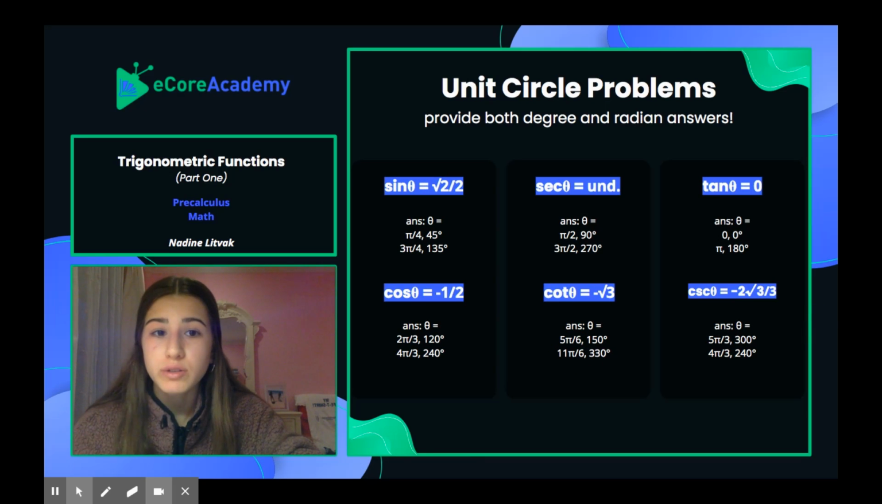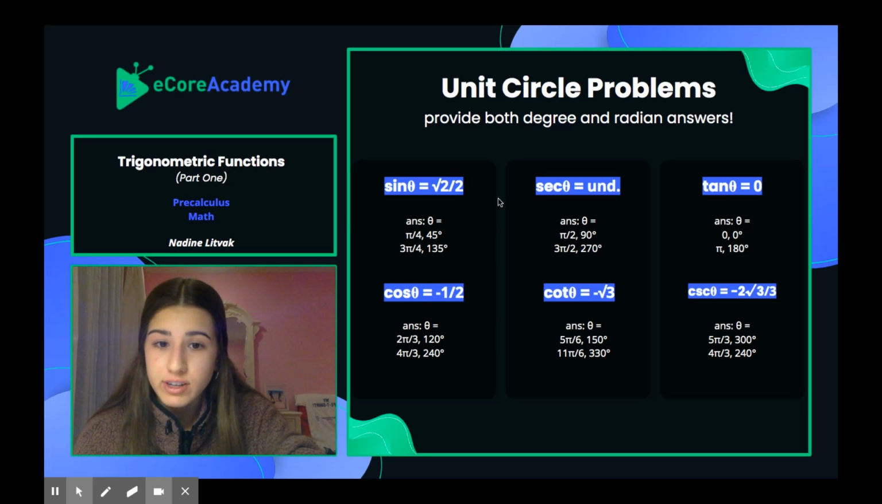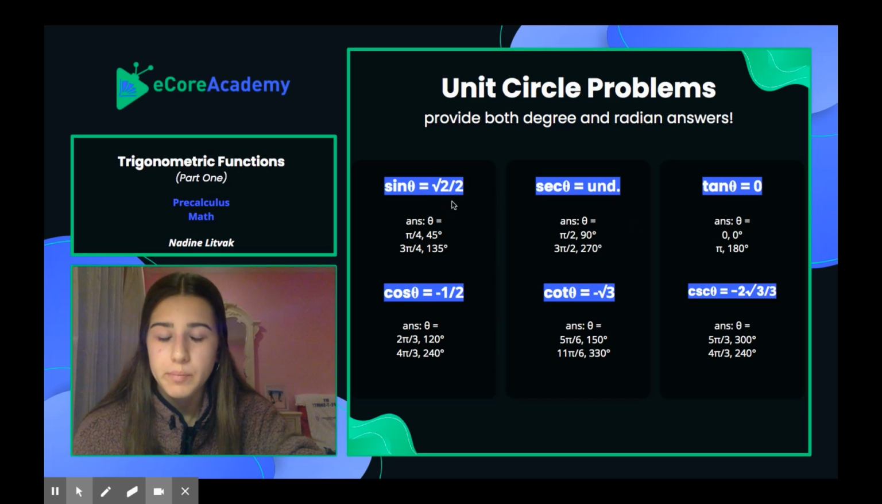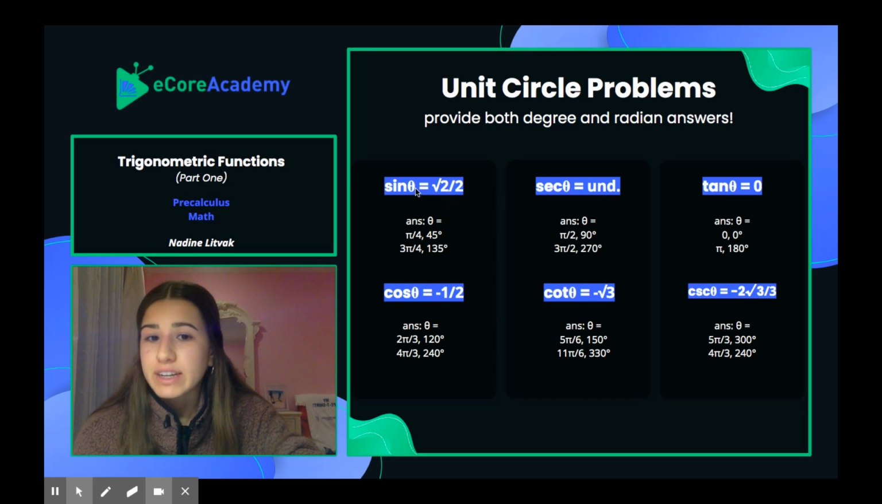Here are some more unit circle problems that you have to provide both degree and radian answers for. And these problems are a bit different, okay? So these are not involving what we did on the last screen. This is a new set where you have to identify the coordinate first. So it gives you the coordinate, and you have to identify it in terms of degrees and radians. So it says the sine of theta is root 2 over 2. And we have to solve theta for degrees and for radians.